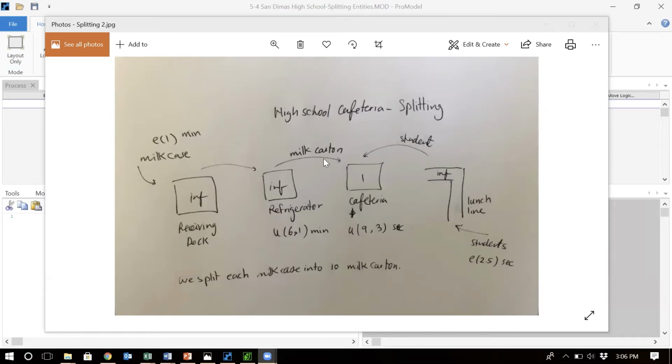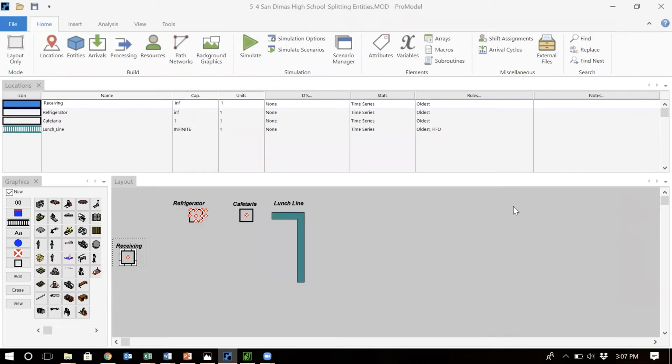So 2 arrivals. A milk carton is created inside the system, so I don't need any arrival for the milk carton. It's not coming from outside, it's created inside the system. So my only 2 entities that are coming from outside and for which I need arrival are milk case and students. Okay? So please pause the video, create a model in the folder for week 5, name the model high school cafeteria splitting, create the 4 locations, create the 3 entities, create the 2 arrivals, and then we do the processes together.